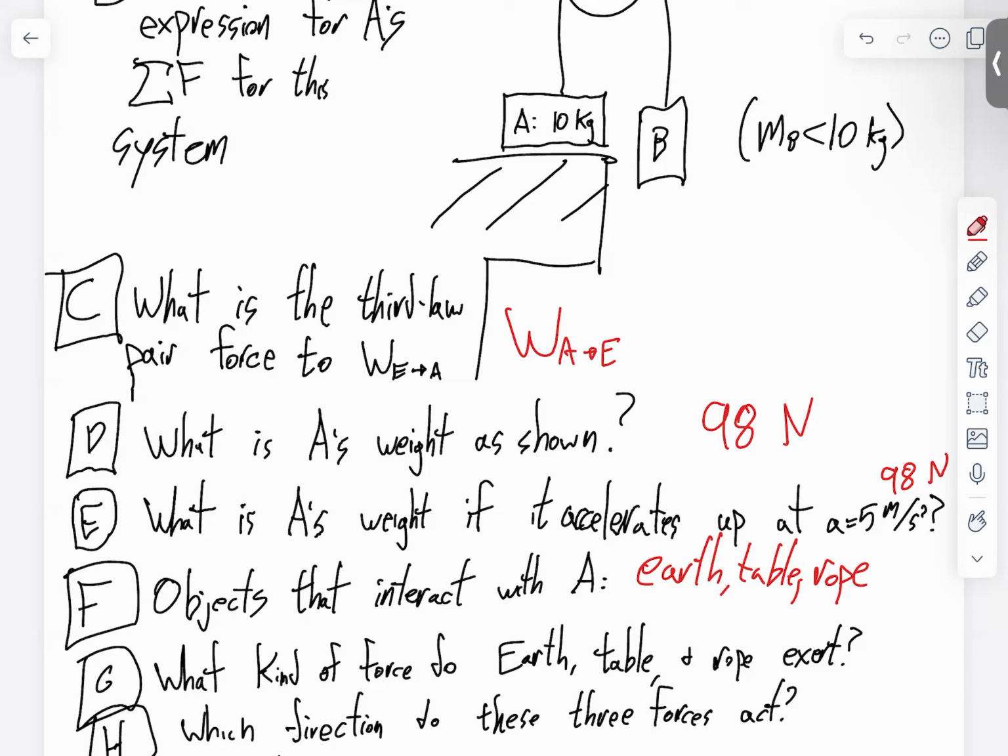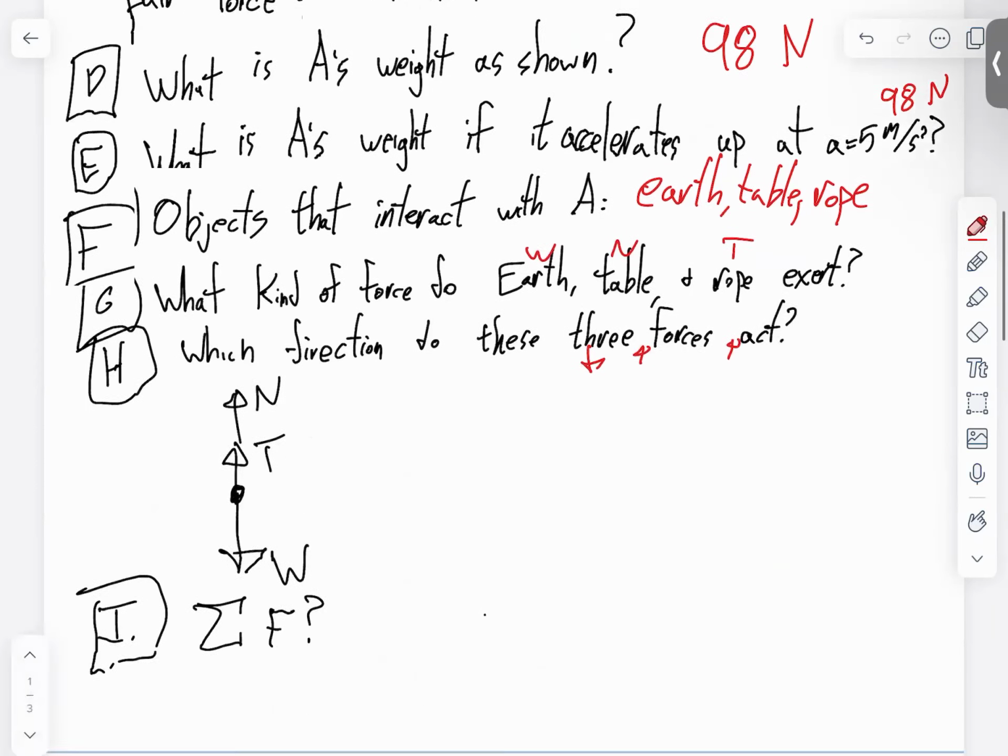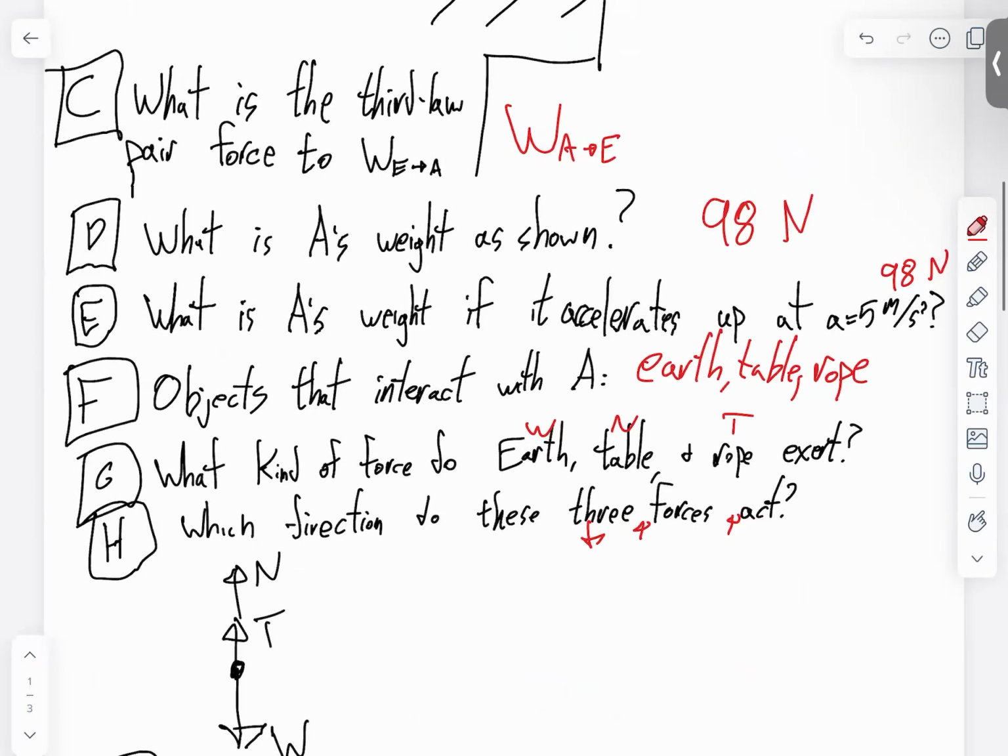Well, hold on. What kind of forces do these exert? Weight, normal, tension. Weight is down, normal is in this case up, tension is in this case up. Here's my free body diagram. I have three interactions. I've suppressed the subscripts for the sake of brevity here. Normal and tension are up, weight force is down.